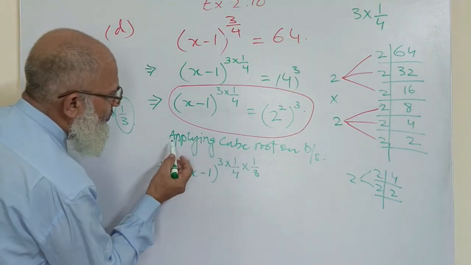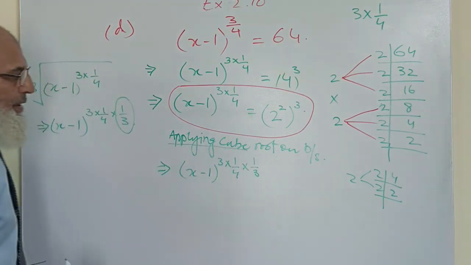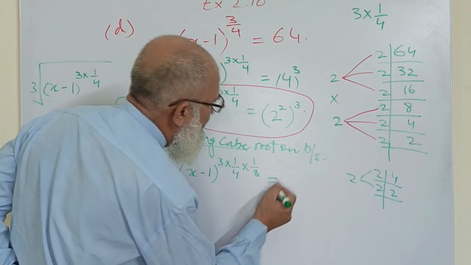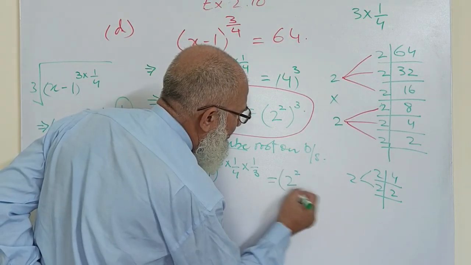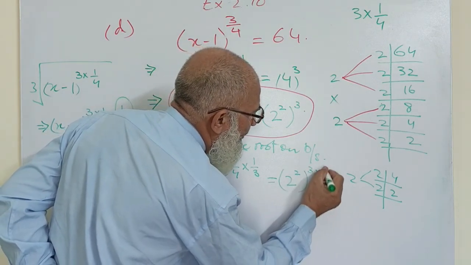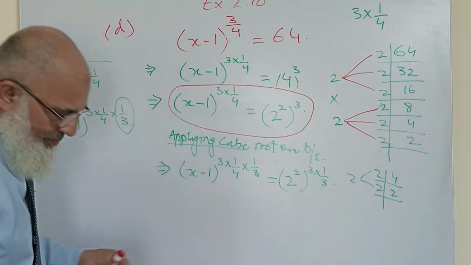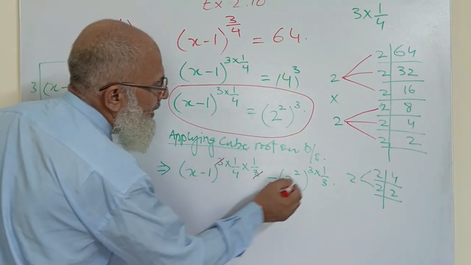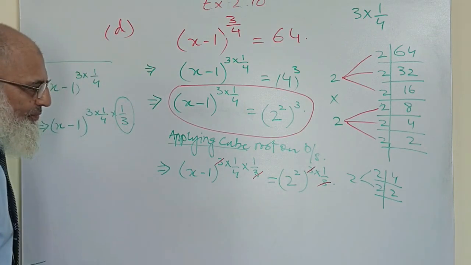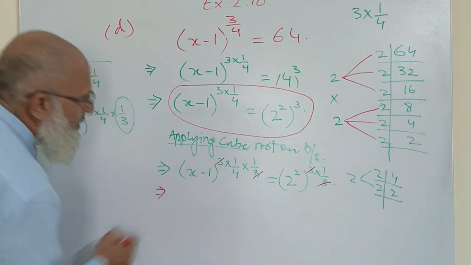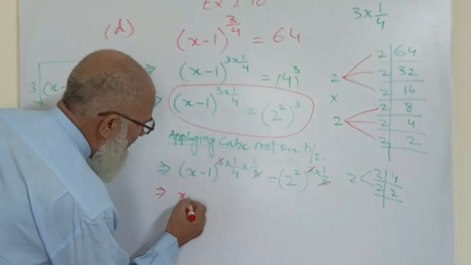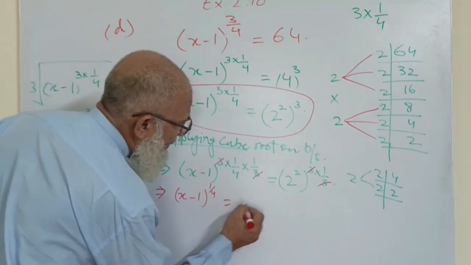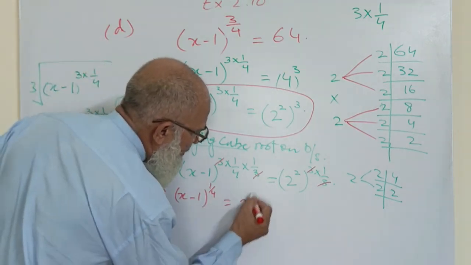Now this is which we have written over here, applying cube root on both sides, and same over here, 2 square to the power 3 multiplied by 1 by 3. I think my marker is exhausted. So you see that this 3 and this 3 are cancelling, this 3 and this 3 are cancelling. So what we have here is (x minus 1) to the power 1 by 4 and 2 square.